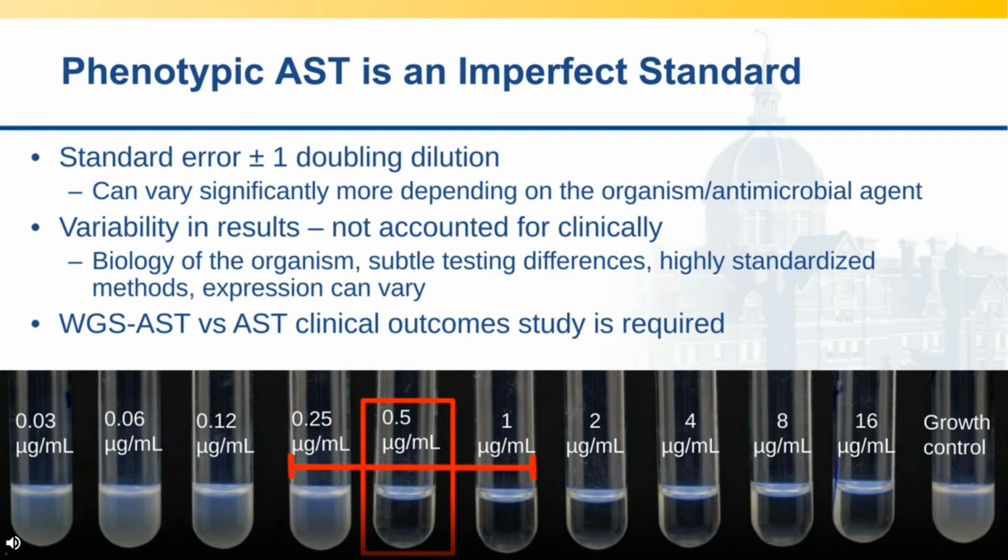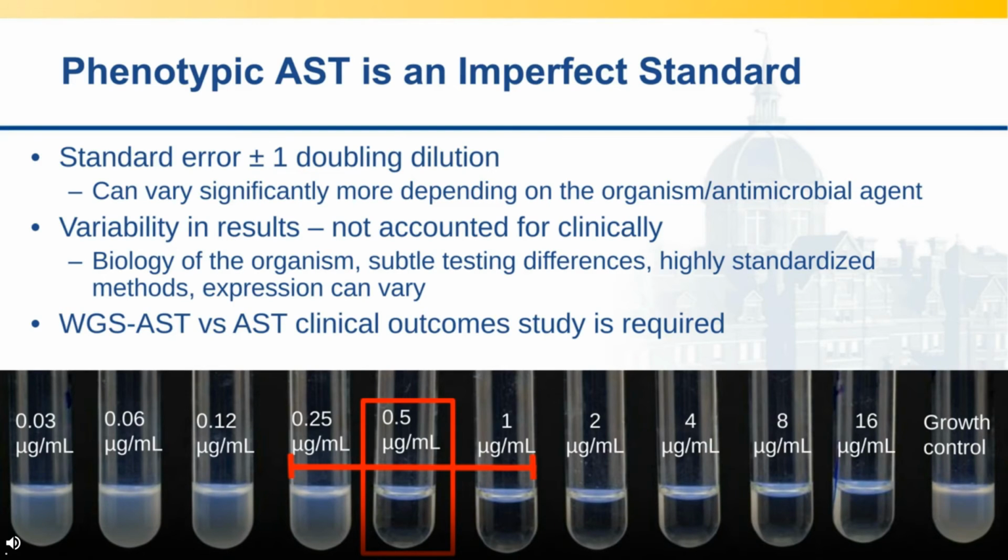The other problem is that the method that we're comparing to, the phenotypic reference standard, is an imperfect standard itself, where the standard dilution is plus or minus 1 doubling dilution. So I show at the bottom of the screen here, the MIC is read where you see visible inhibition of growth here at 0.5. But if you repeated this in triplicate, within the standard error of AST, you might get a result of 0.25, 0.5, or 1. And this can vary significantly more depending on the organism or antimicrobial agent combination.